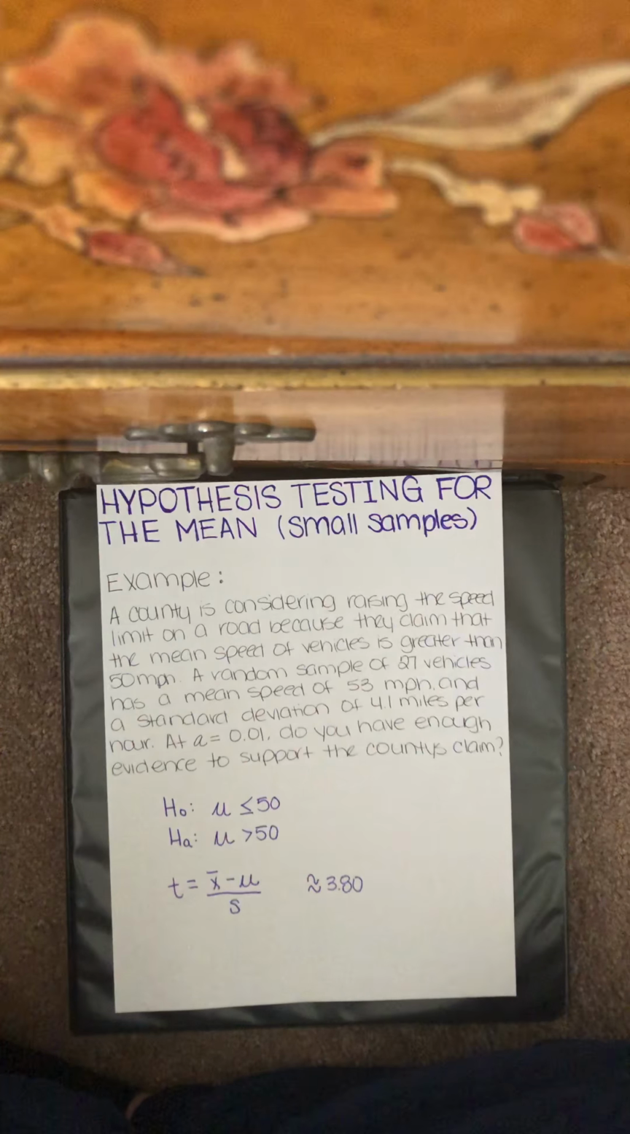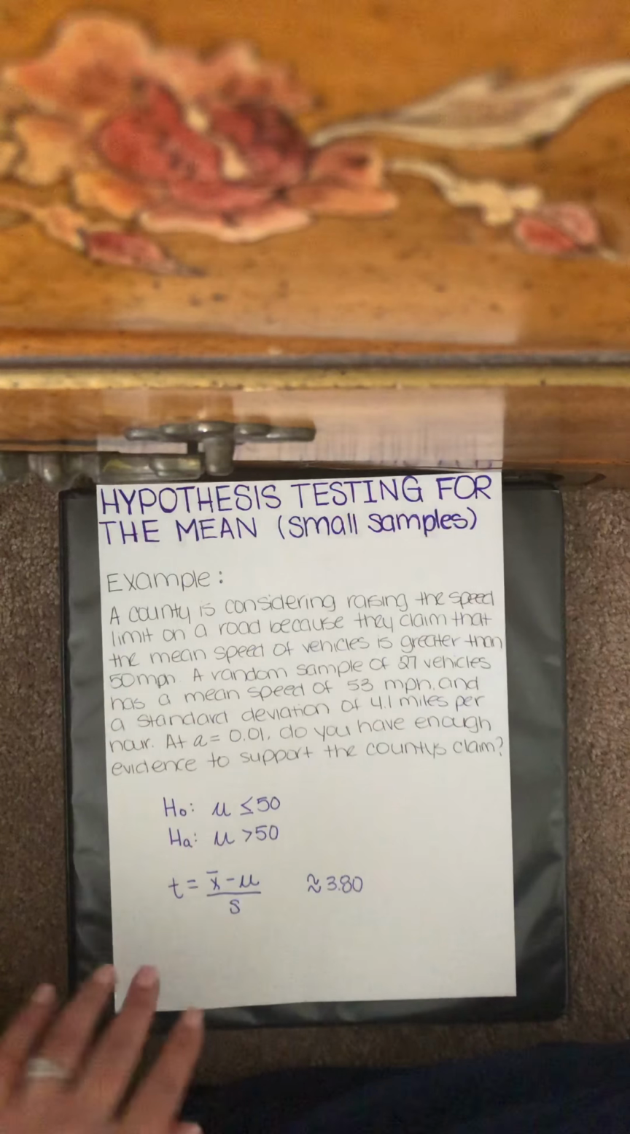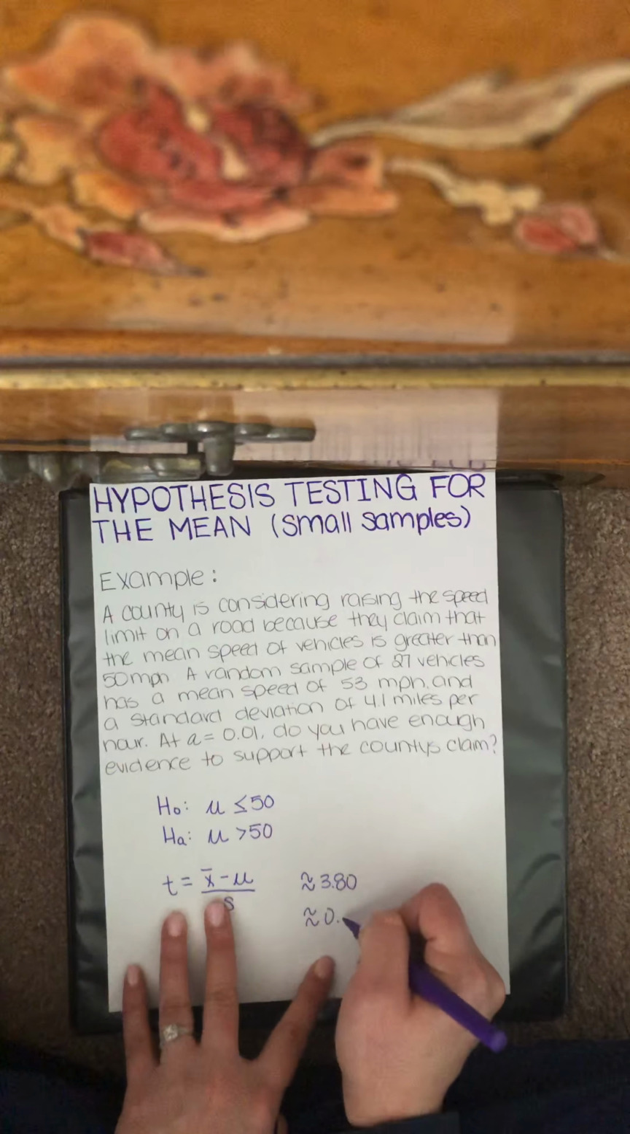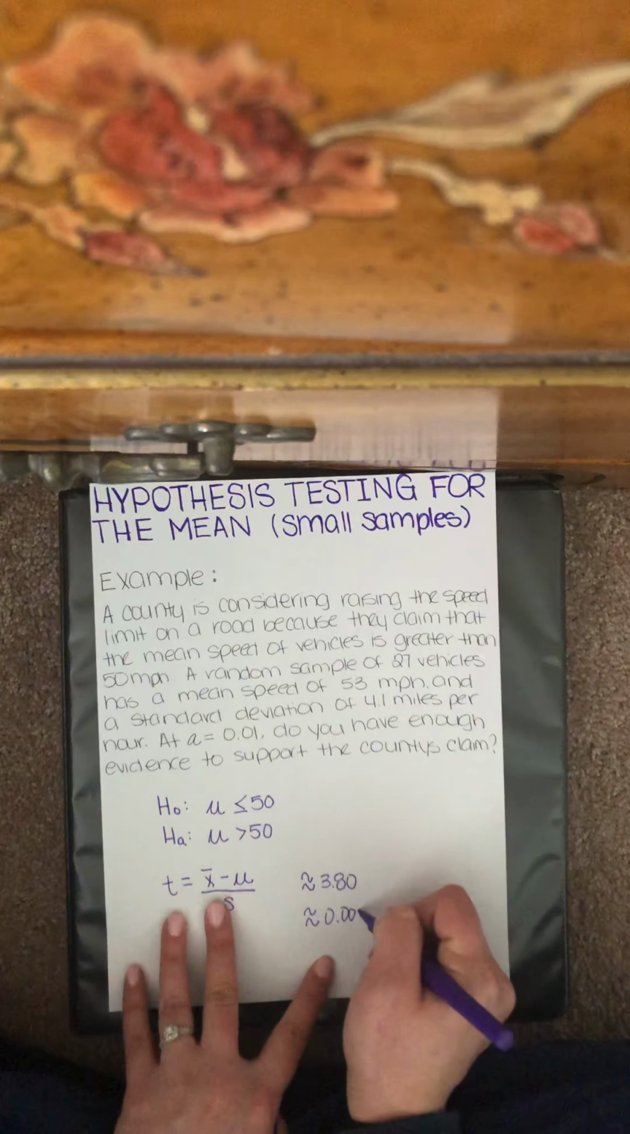And then we have to determine our p-value. And when you plug the information into your calculator, you are given the t-value and the p-value. So my p-value is approximately 0.000.